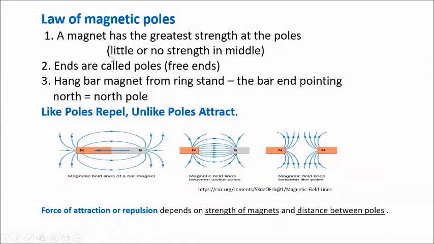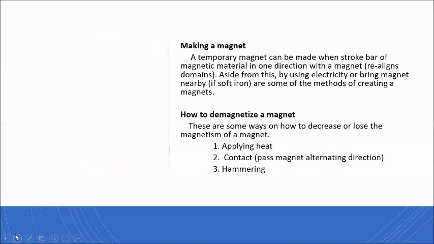Next, a magnet has the greatest strength at the poles, little or no strength at the middle. Now in the figure, we have the arrows, no? So take note of the arrows that initially started from the north.